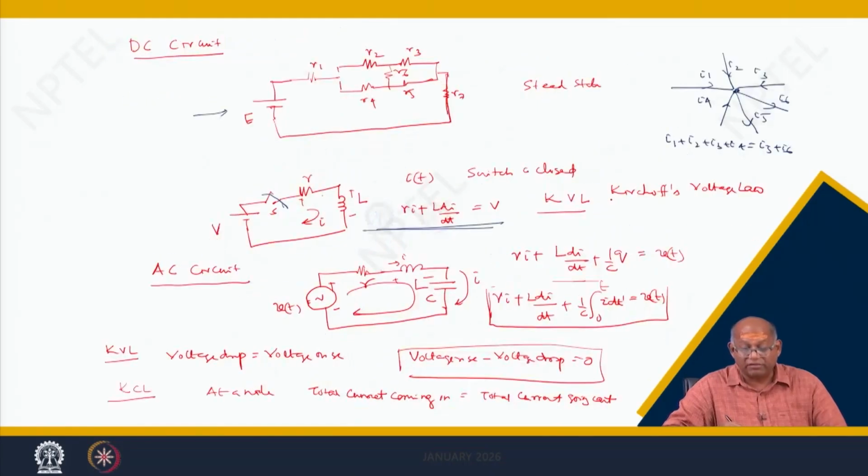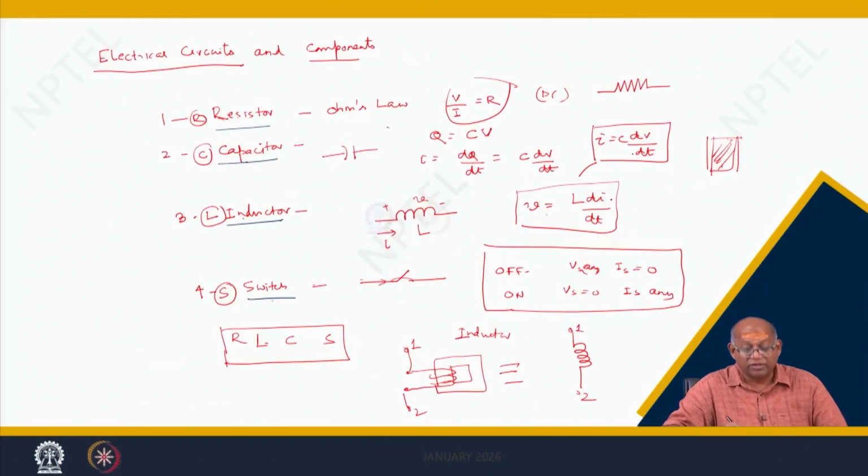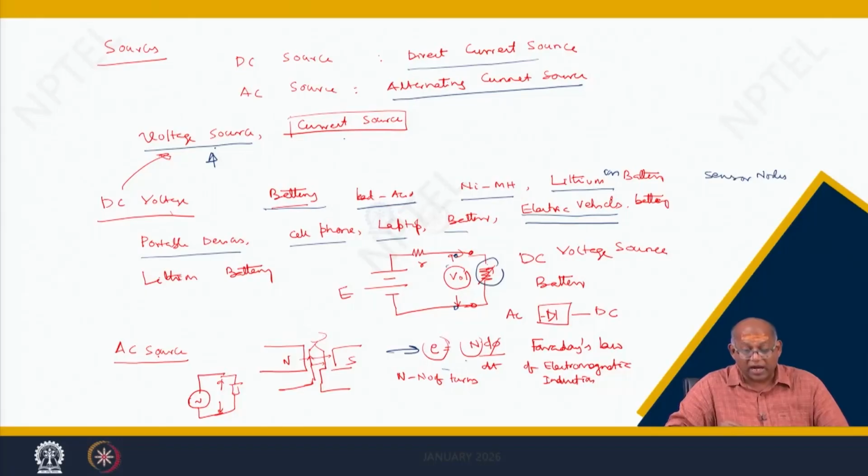Just before that, I will recapitulate everything I told about electrical circuit components: resistor, capacitor, inductor, and switch. Resistor is Ohm's law, capacitor is I equals C dV by dt, which comes from Gauss law, etc. Then inductor is V equals L di by dt from Faraday's law. Then there is a switch, and there are two kinds of sources, AC source and DC source, which could be voltage source and current source. DC sources are batteries, which are very popular nowadays, electric vehicles being one example, and AC sources are natural, which is generated, and the principle governing is Faraday's law.